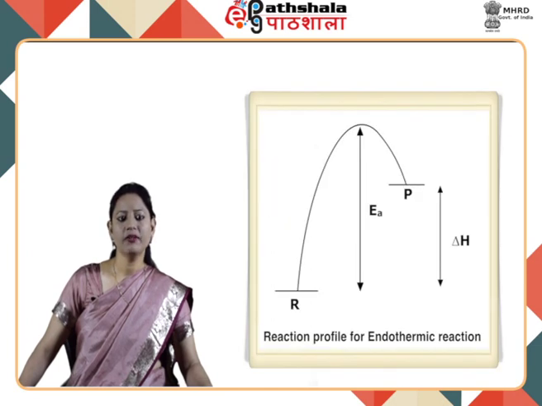In endothermic reactions, the reactants are more thermodynamically stable than the products. The equilibrium constant for the reaction will be small. K will be less than 1 for endothermic reactions because delta H is positive. This has no effect on the rate of the reaction. The rate depends on the activation energy EA.